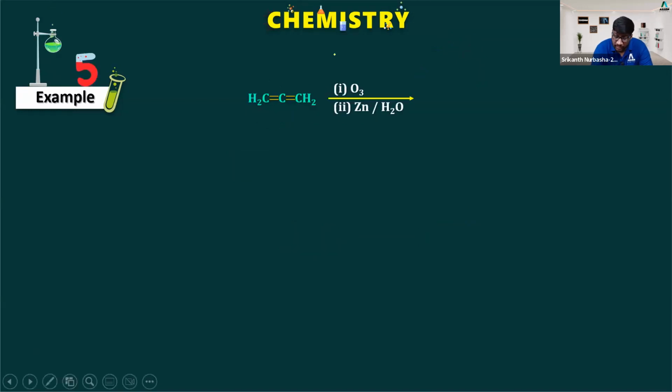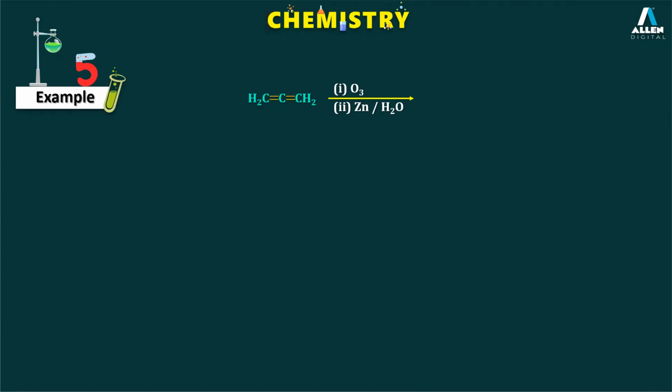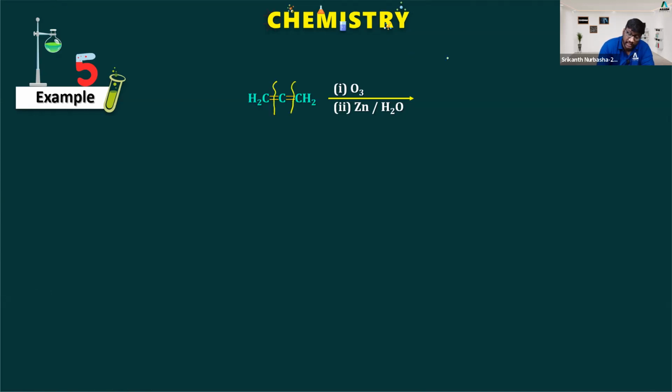What happens in this case? CH2=C=CH2. What will happen in this case? Two moles of HCHO, yes, and 1 mole of carbon dioxide. Very good. Because these 2 bonds are going to be broken. HC=H on ozonolysis, and you will get CO2.